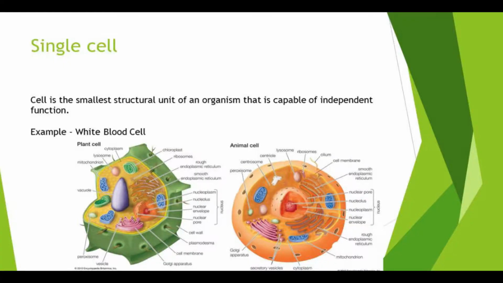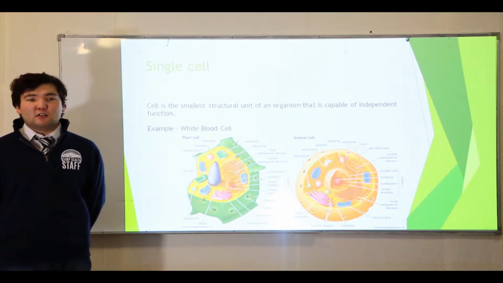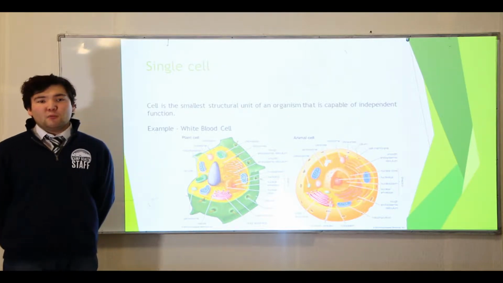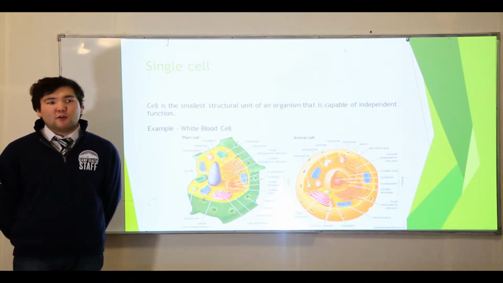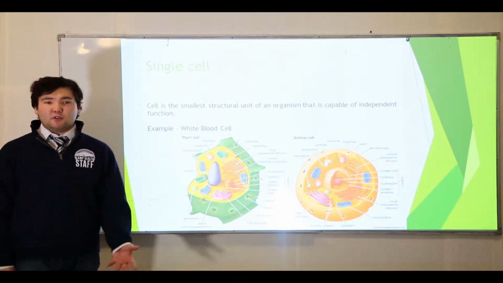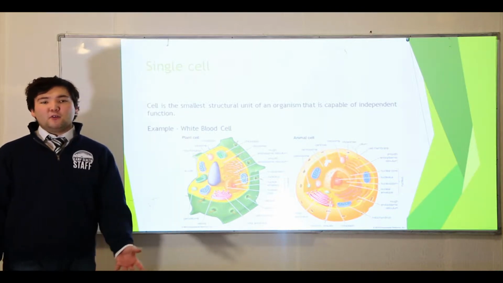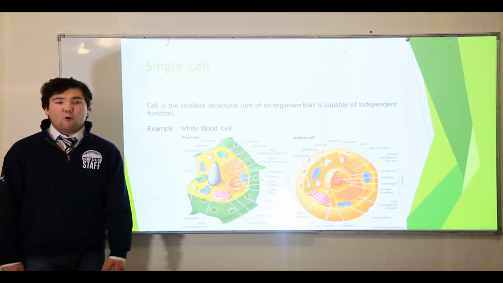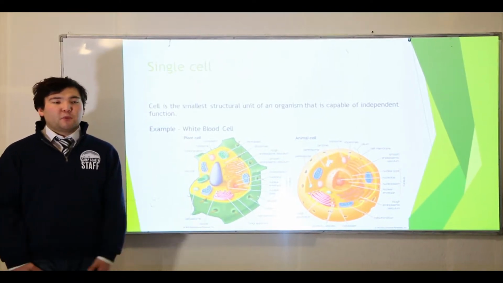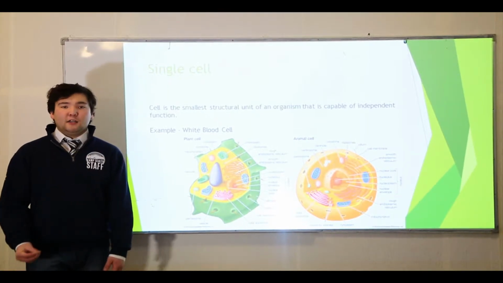Next, single cell. As you may know, a cell is the smallest structural unit of an organism that is capable of independent function. One of the brightest examples of a cell is a white blood cell, which is widely distributed in your blood. Modern biologists and scientists are studying two types of cells more and more deeply: animal cells and plant cells. As you may know, they have a lot of differences. However, they also share a lot of common features. We will talk about them a little bit later.